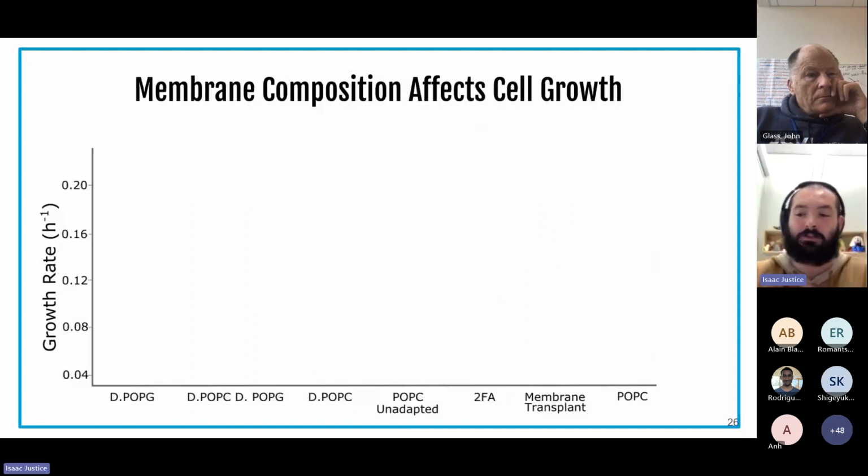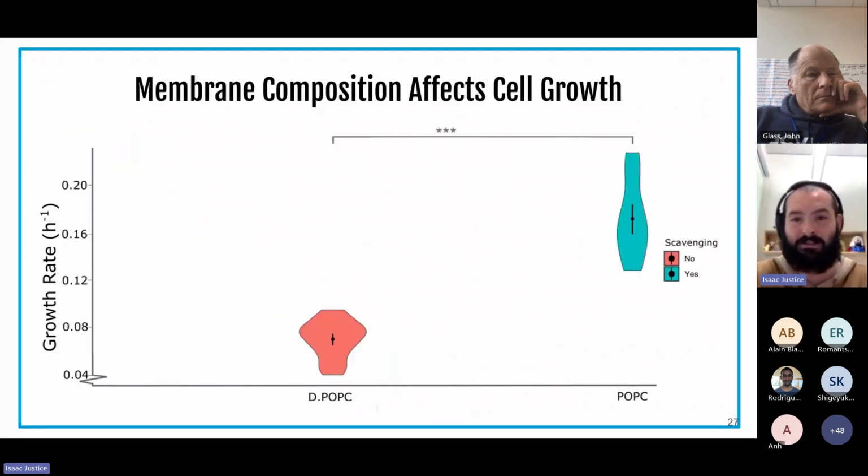So the question then is, does that affect growth? Does a minimal membrane, where the membrane remodeling is curtailed, affect growth? And the answer is yes, to a significant degree. So then the question is, well, what's going on and why is growth affected to this degree?